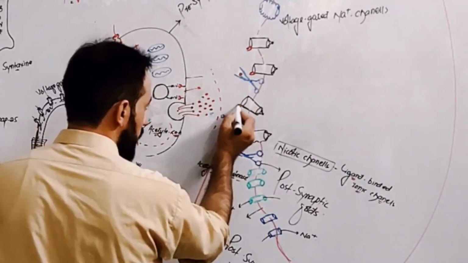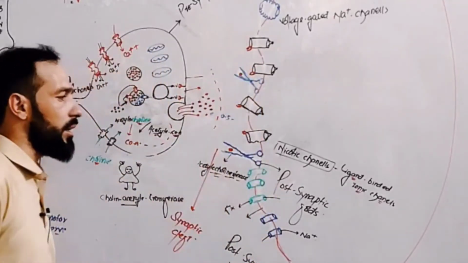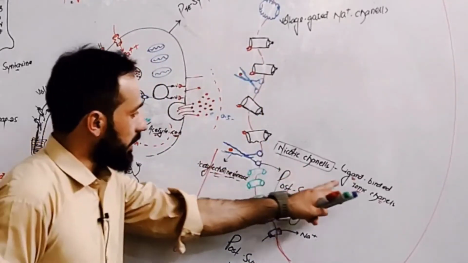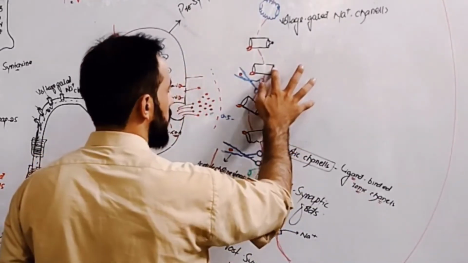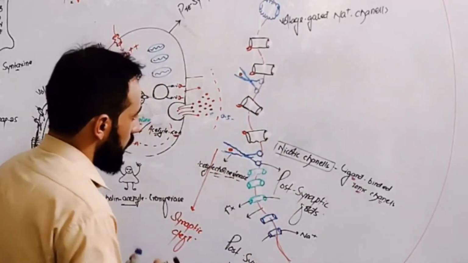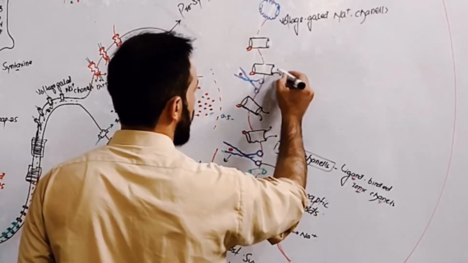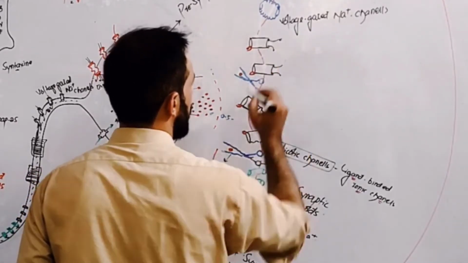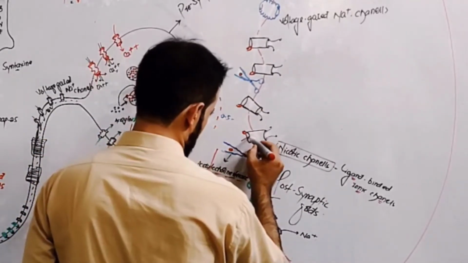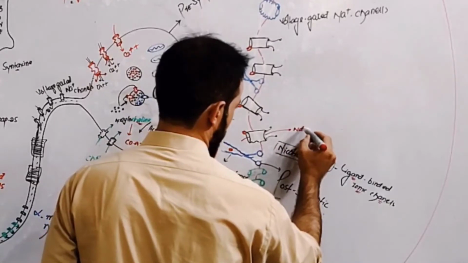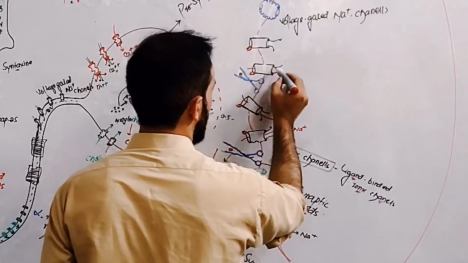So this is the binding point of acetylcholine. When acetylcholine binds here on the ligand-gated ionic channels, what will happen? They will open their gates, and when these gates are opened, what will happen? Sodium will enter inside the cell. Who is entering? Sodium will enter inside the cell.